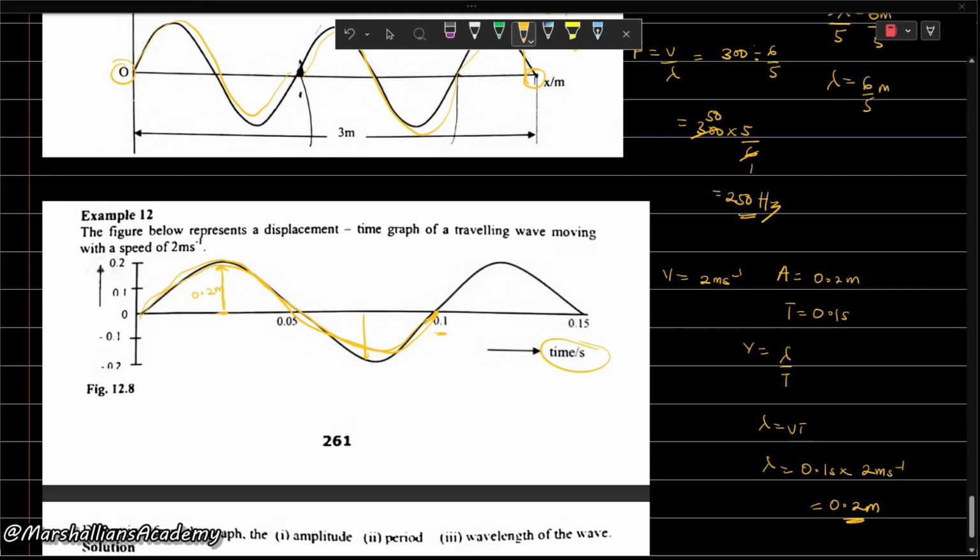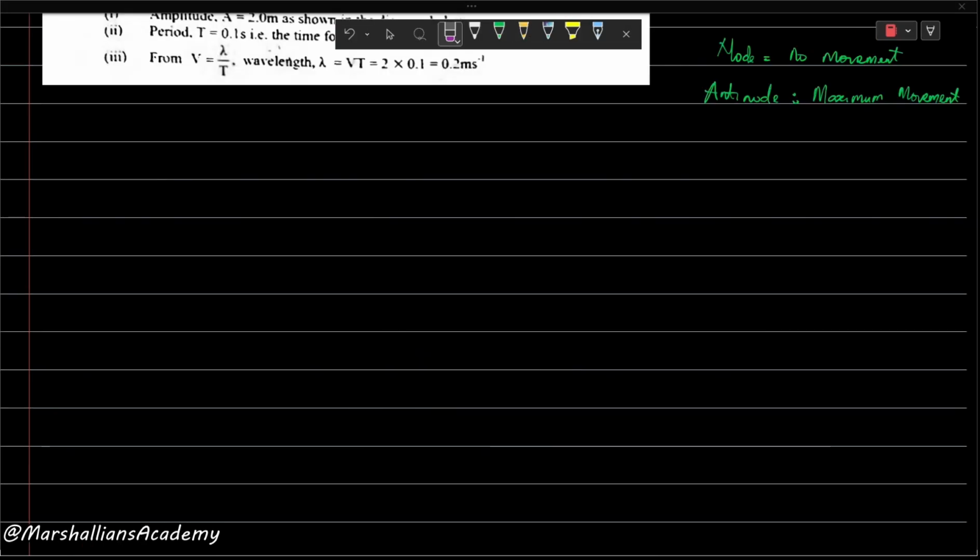I think that should suffice for now. Let's see if you could do something more advanced for waves. Alright, let's talk about standing waves or stationary waves real quick. Standing and stationary waves are the same thing.